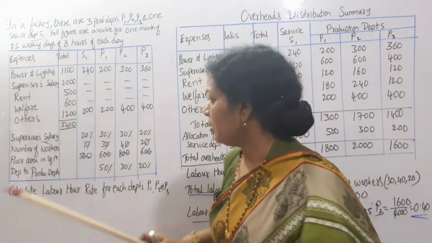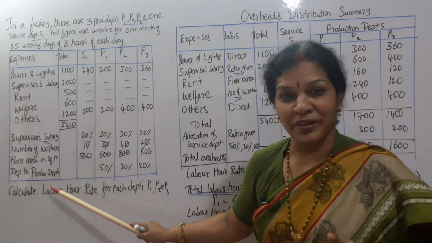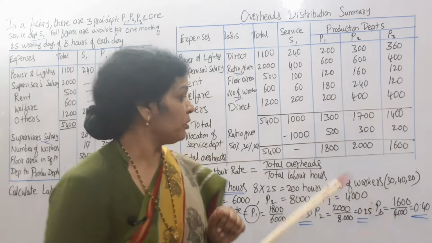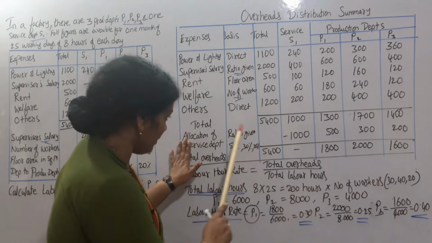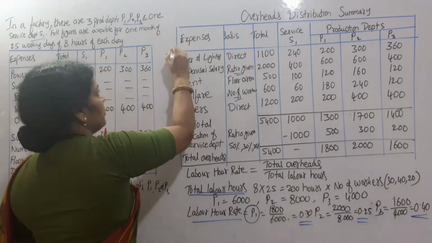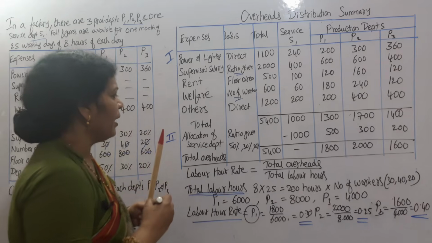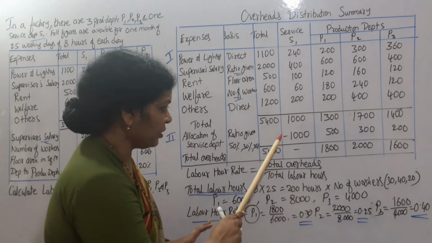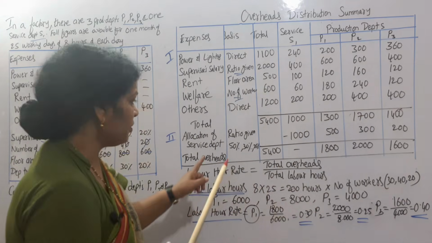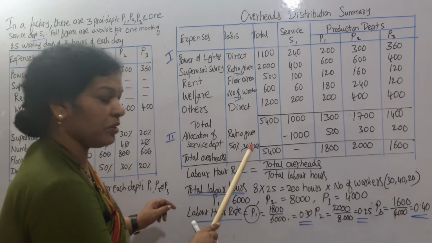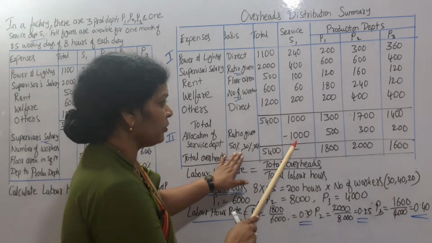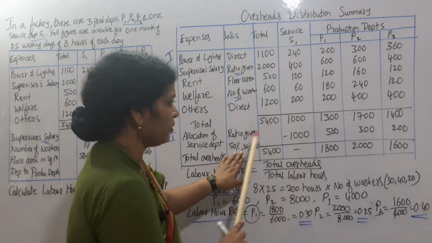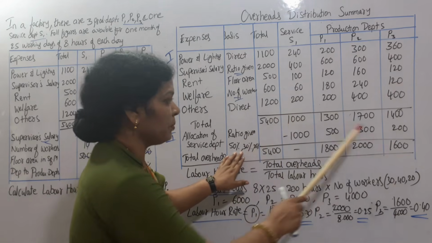In which ratio? Already given, service department to production department, this ratio 50:30:20. Which amount? 1000. So remember, this is the first step, this is the second step: allocation of service department amount. So 1000 we are going to allocate, that is why I am saying minus 1000. Which ratio? Already given, 50:30:20. 1000 into 50%, 500; 1000 into 30%, 300; 1000 into 20%, 200.